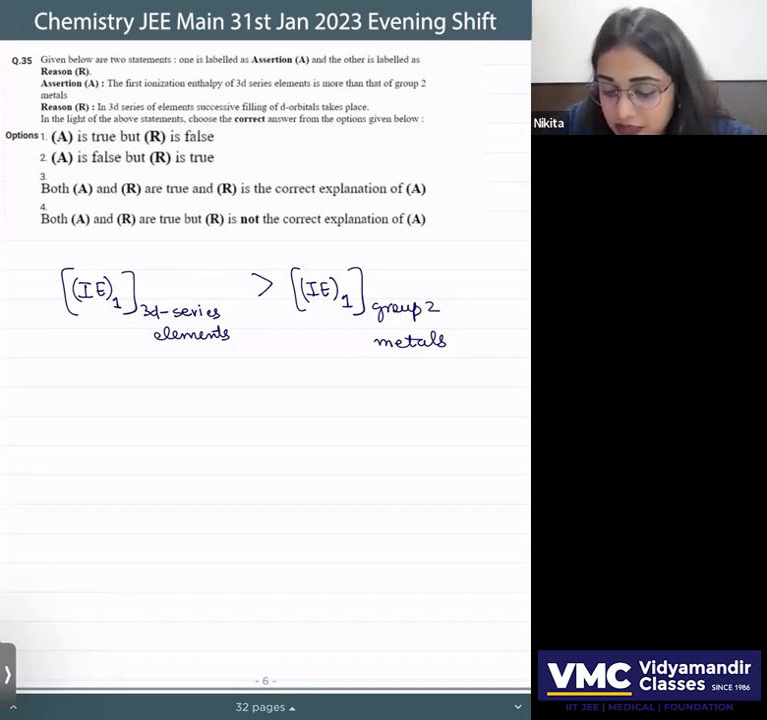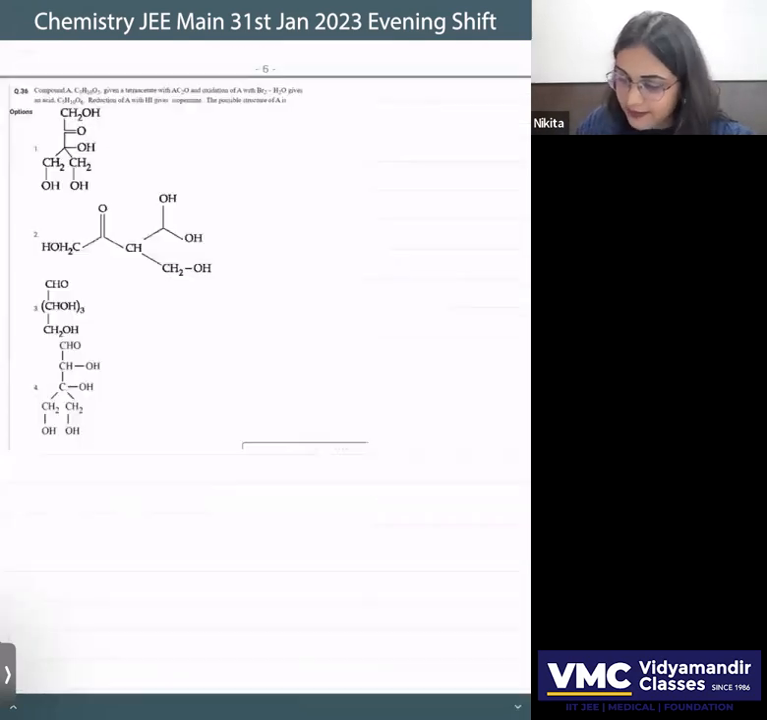The reason statement states that in 3d series of elements, successive filling of d orbitals takes place. It is a correct statement that yes, in 3d series of elements, d orbital electrons start filling successively. But it is not the correct explanation for the given assertion. The correct explanation is due to introduction of d electrons, which have poor shielding, the ionization energy increases. So answer will be option 4. Both assertion and reason are true, but reason is not the correct explanation of assertion.